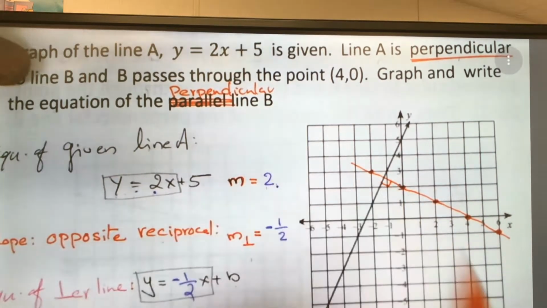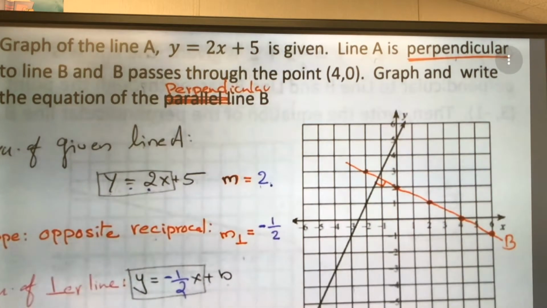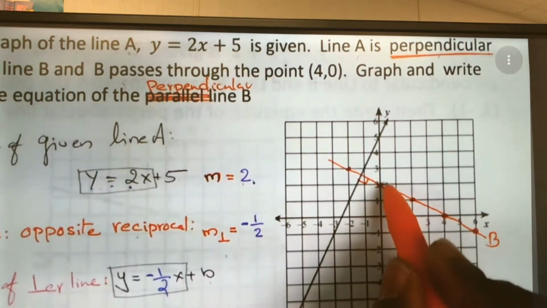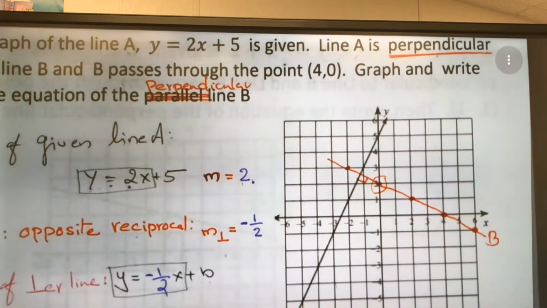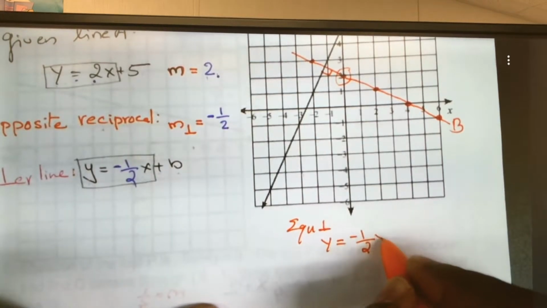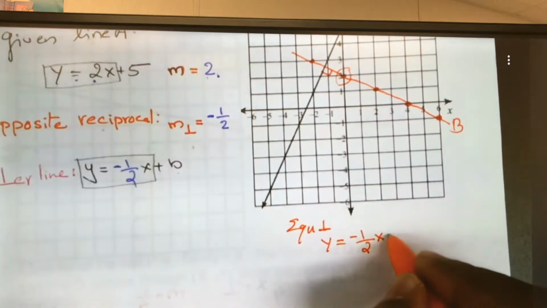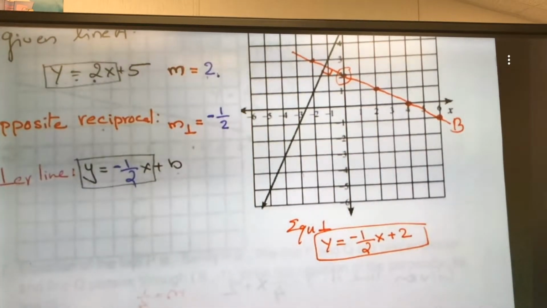Look here, they are exactly perpendicular. So the y-intercept of my line B is 2 here. 1, 2. So I know what b is right now. So the equation of the perpendicular line is y is equal to negative 1 over 2x plus b. b is positive 2. So that should be the equation of my perpendicular line. So you can use the graphical method to draw the graph and find it that way.